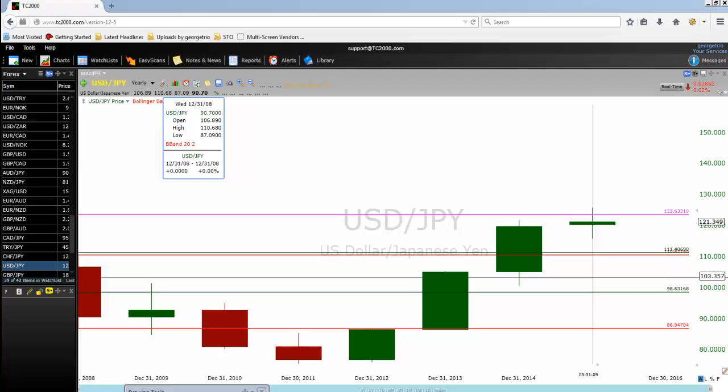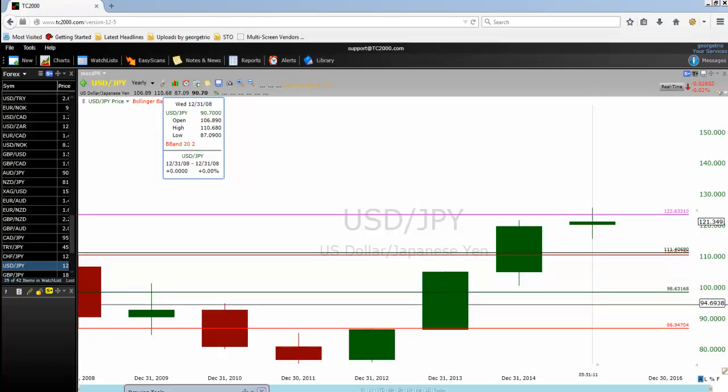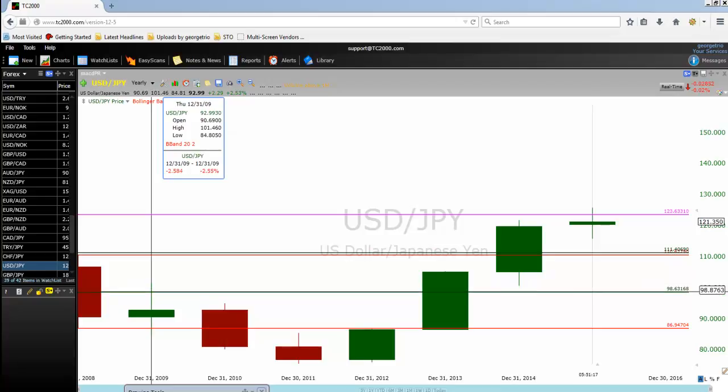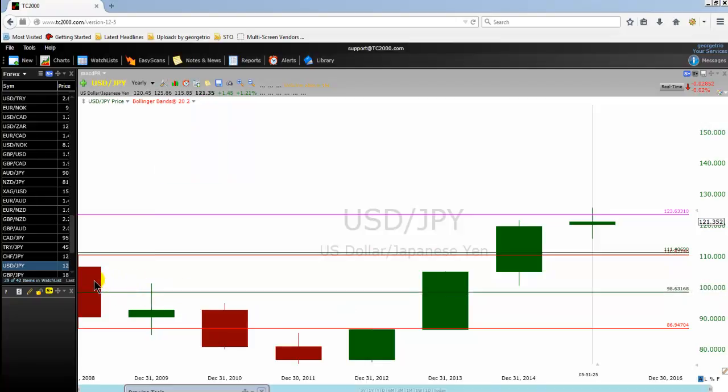Note it down. The low of 2008 is at 87.09. Note it down. The median line is on here, it's not the exact median line, it's in the zone of 98.63. That's the median line of 2008. You must know that level. In fact, do not forget these levels: the high, the low, and the median line of 2008.